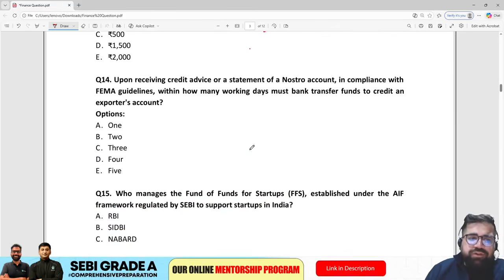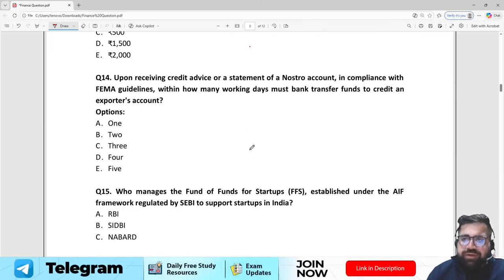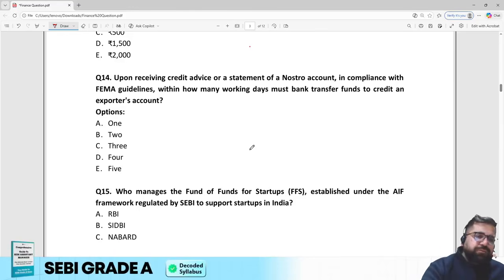Now again, one more question based on this. Upon receiving credit advice on the statement of Nostro account in compliance with the FEMA guidelines, within how many working days must the bank transfer funds to credit exporter accounts? Options were given 1, 2, 3, 4 or 5. The correct answer will be option number 2.